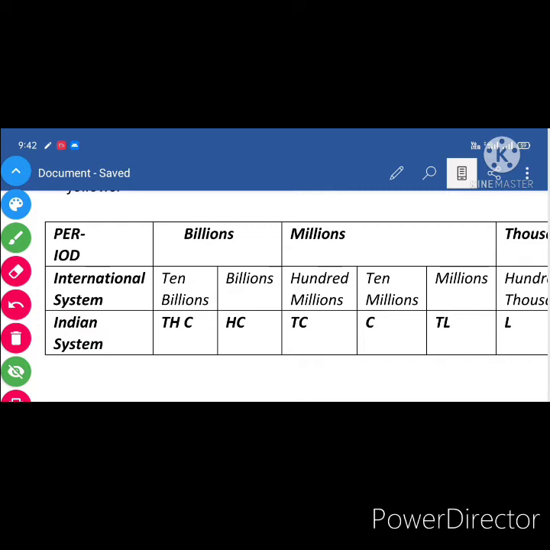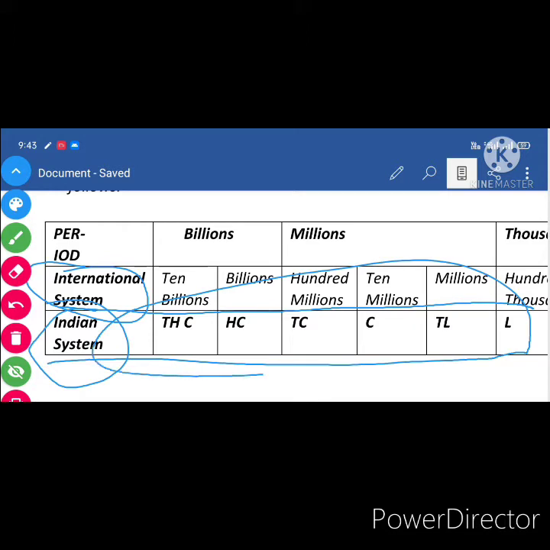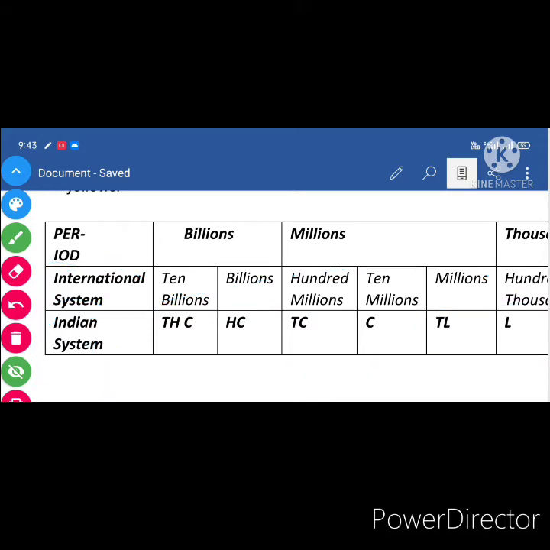In this table I have created two types of system. In the first, you can see here the international system, and second, the Indian system. So don't be confused about it. There are two types of systems: in this row, the international system, and in this row, you can see the Indian system. So there is no confusion.